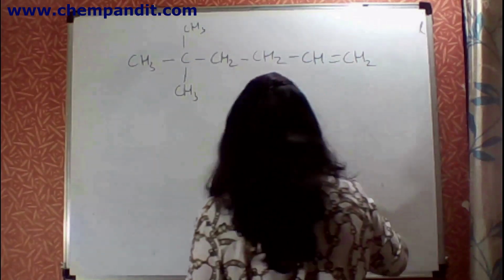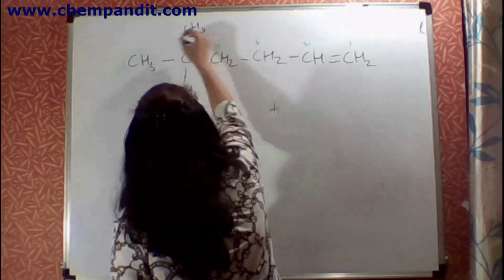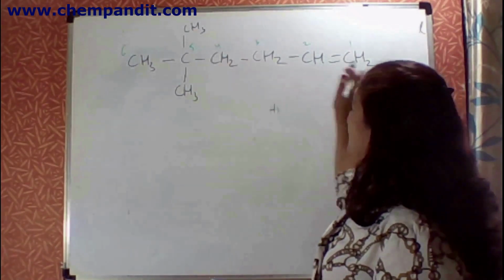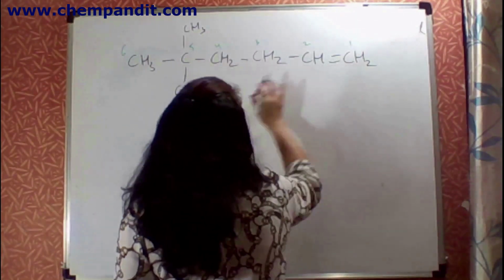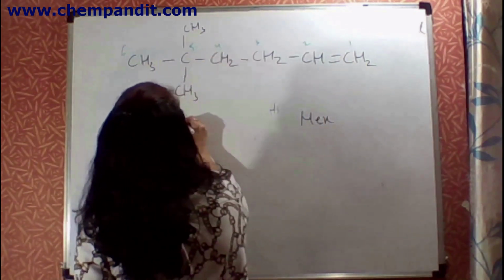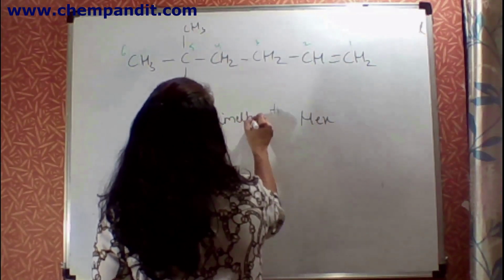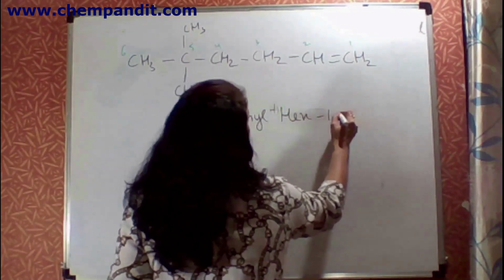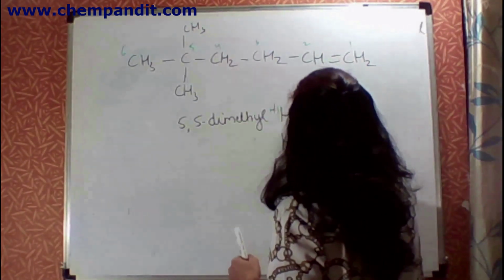So let's number it this way. 1, 2, 3, 4, 5 and 6. Clear? Now let's write the name of this compound. How will you write the name? First of all, 6 carbon atoms, hex, 5,5-dimethyl, hex-1-ene. Or you can write it like this, hexene.